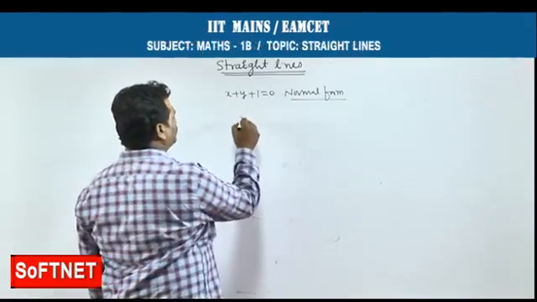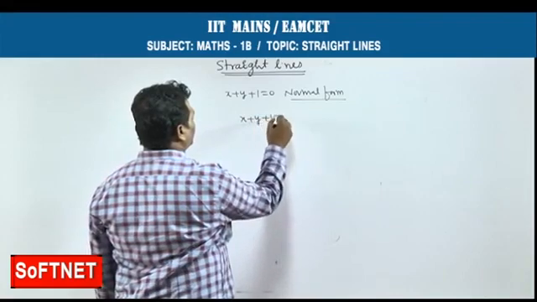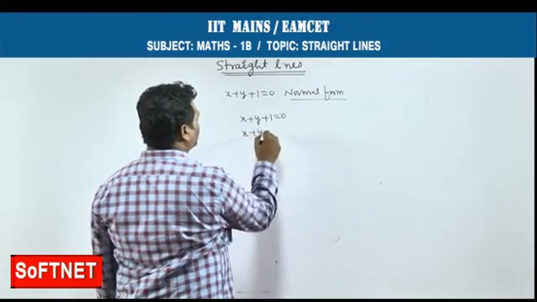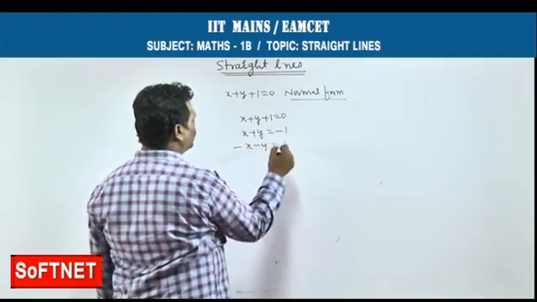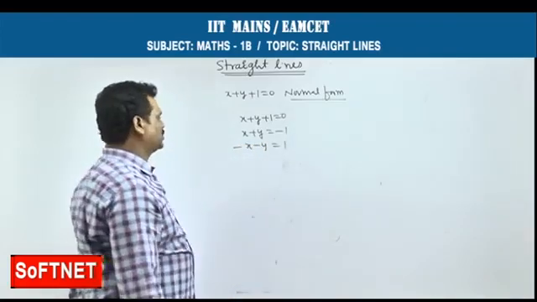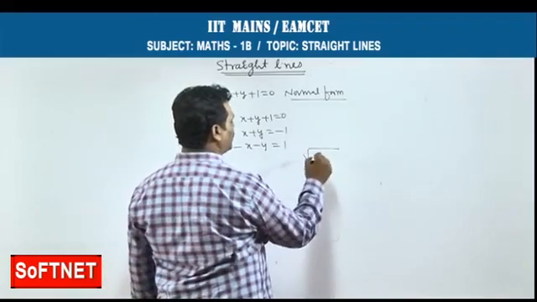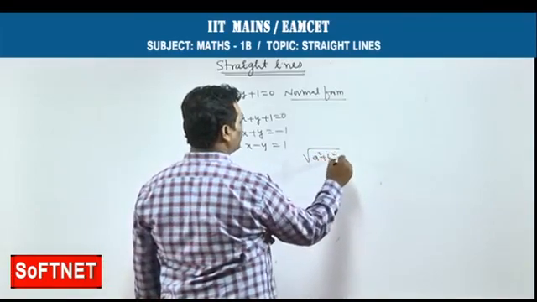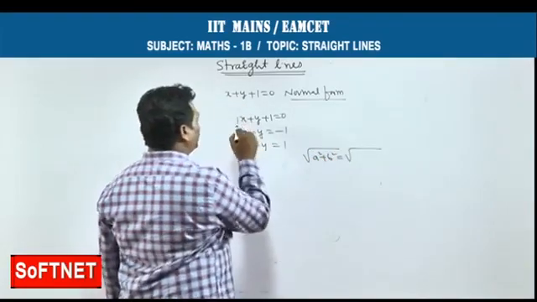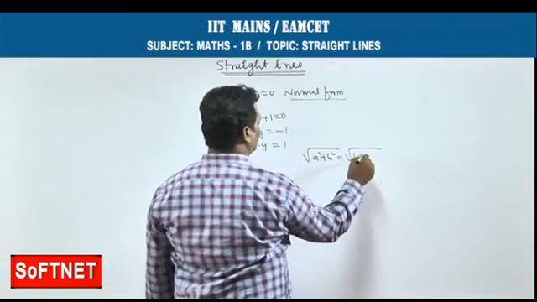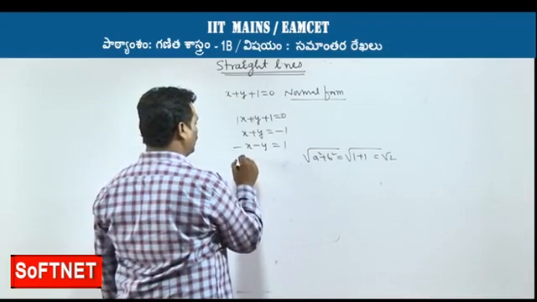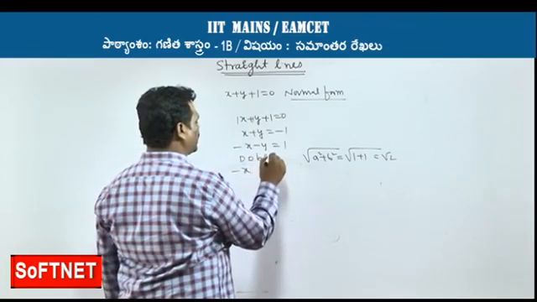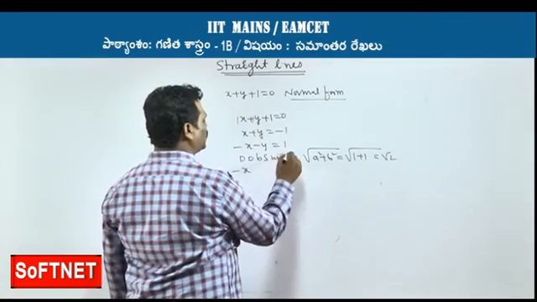The given equation of the line is x plus y plus 1 equal to 0, so x plus y is equal to minus 1. It can be written as minus x minus y is equal to 1, so the right hand side is positive. Dividing both sides by root a square plus b square, where a is 1 and b is 1, gives root of 1 plus 1, which is root 2. Dividing both sides by root 2.